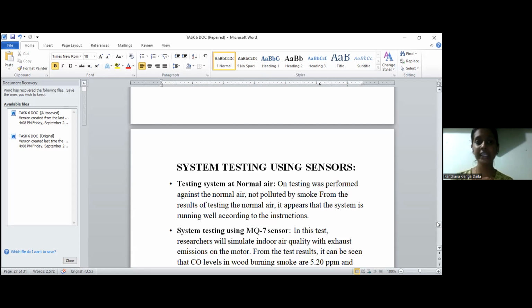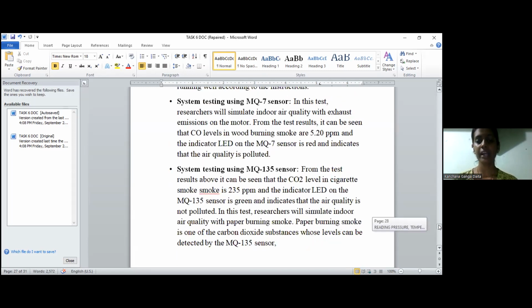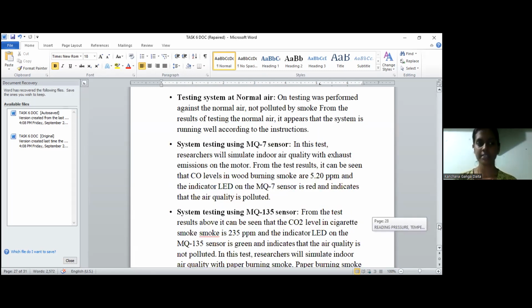So how can we test the system if we want to use it in an immediate requirement? There are several ways to test the system. One is testing at normal age. Another is testing at MQ7 age, and the other one is MQ135 sensor testing. These three methods help us make the system even more efficient by testing it in different conditions.